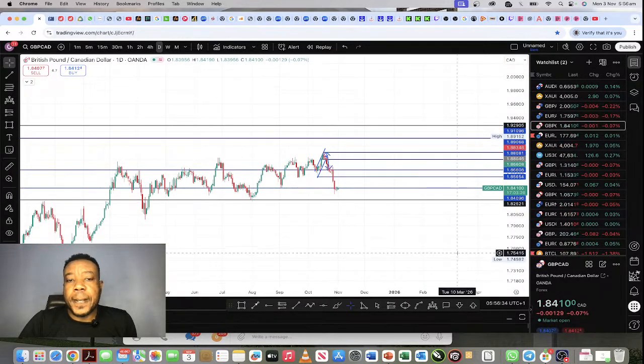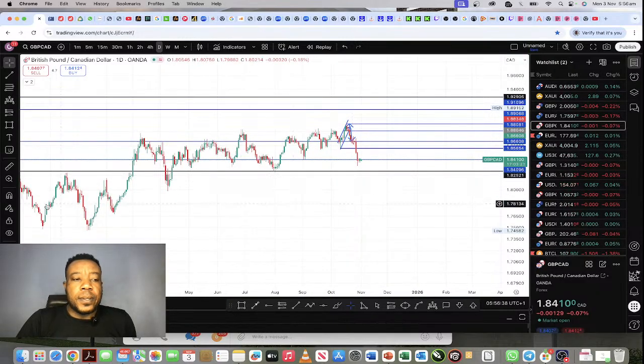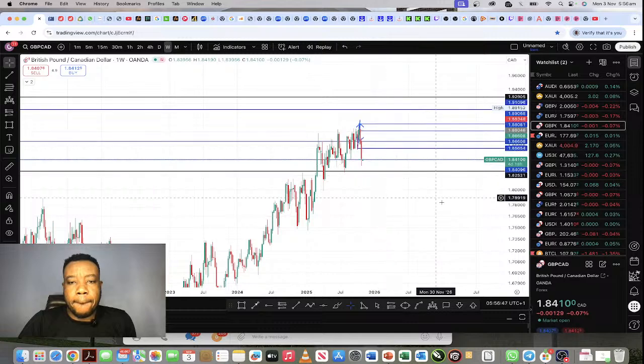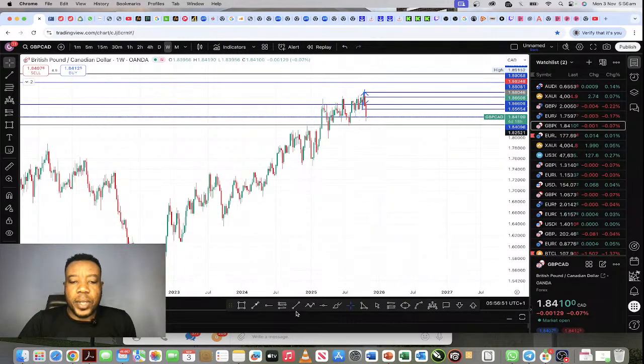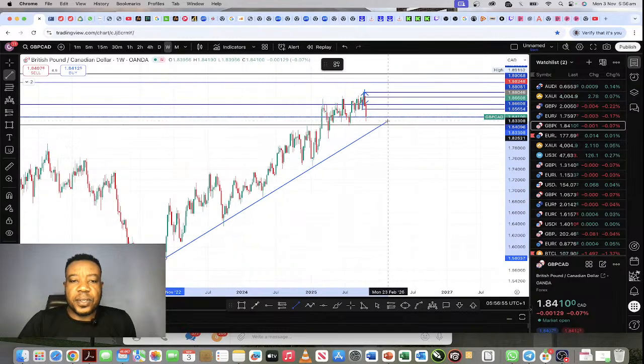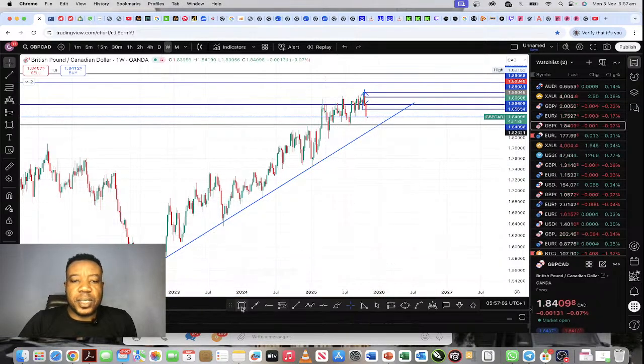GBP CAD, right? On GBP CAD, we see, let's check weekly time frame. Well, yeah, on GBP CAD we see price pushing down, right? But this is a very key level of rejection.